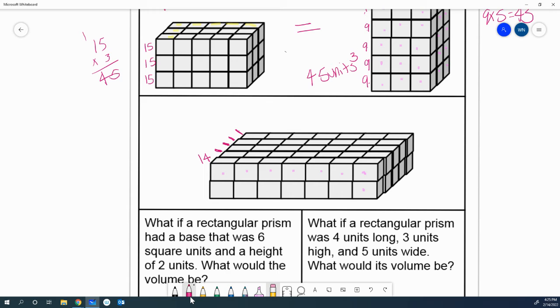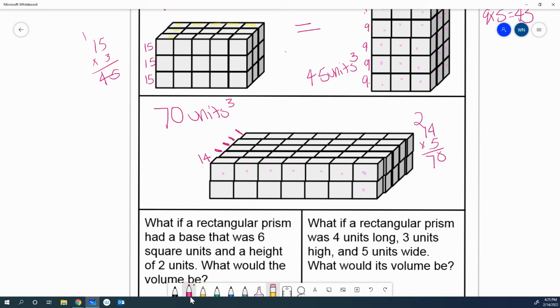So that would give me 1, 2, 3, 4, 5. I know that 4 times 5 is 20. 5 times 1 is 5, plus 2 is 7. So this would be 70 units cubed.